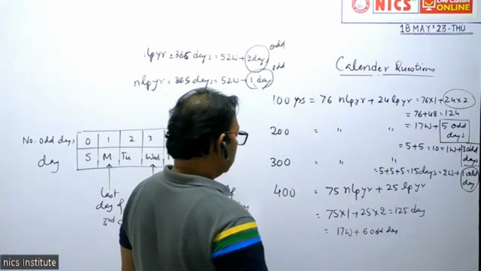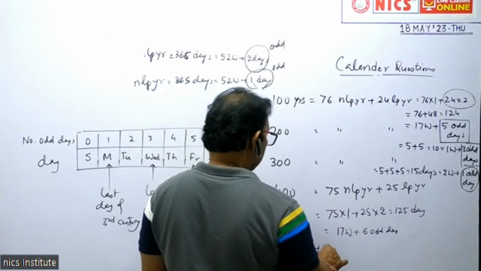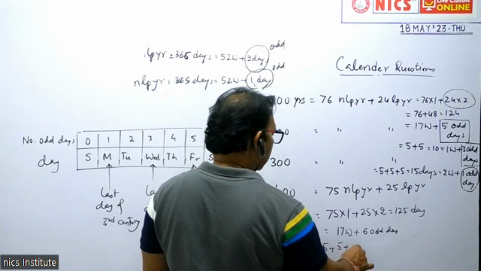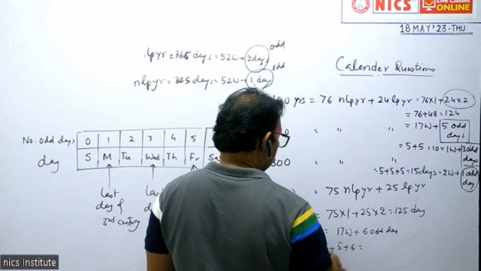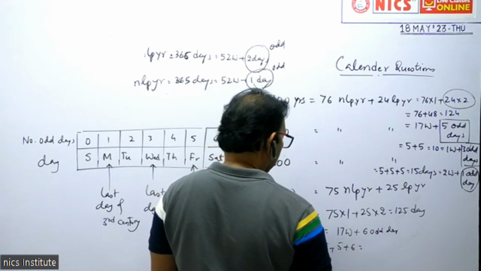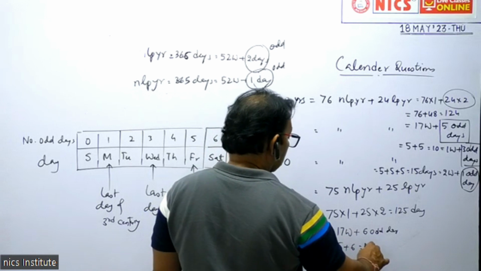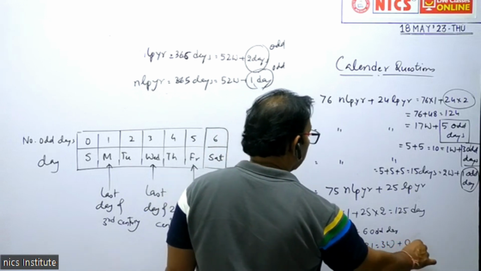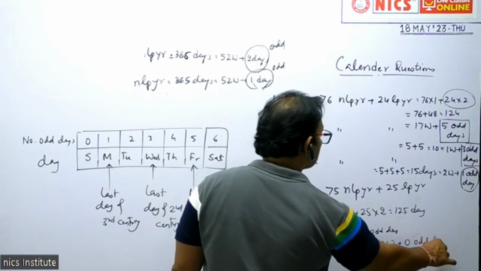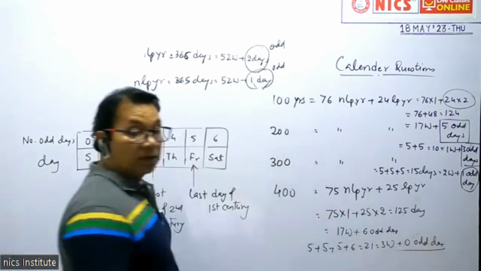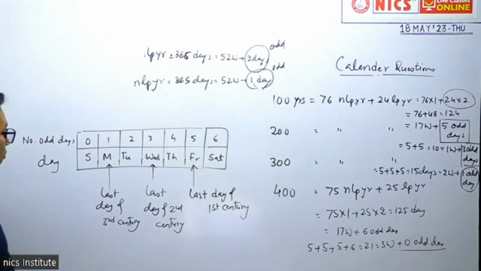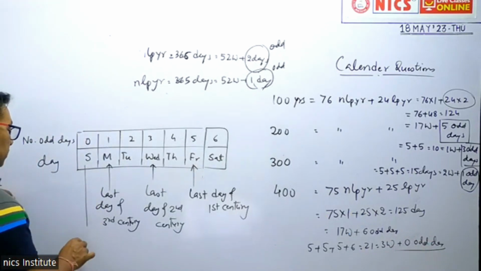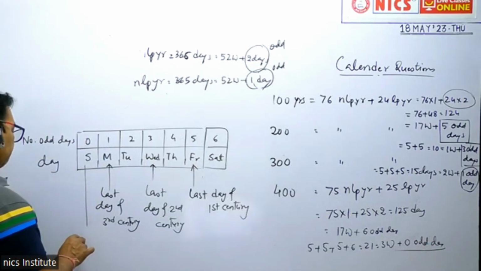So for the last century, it would be 5 for the first century, 5 for the second, 5 for the third, and 6 for the fourth century. So how much is this? 5, 15 plus 6, 21. So 21 means 3 weeks. It will be 0 odd day. So after the fourth century, it is a 0 odd day. That means Sunday was the last day of the fourth.